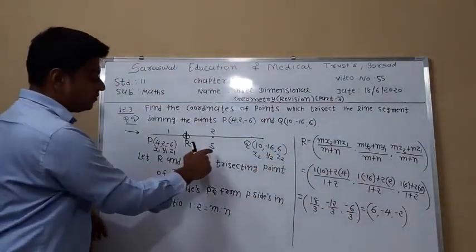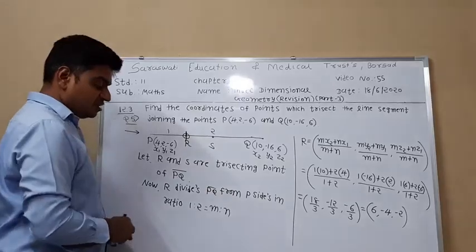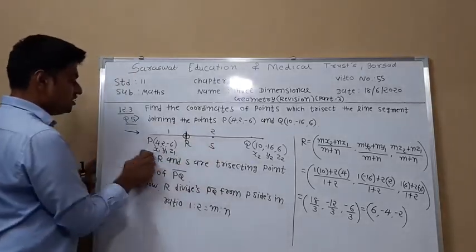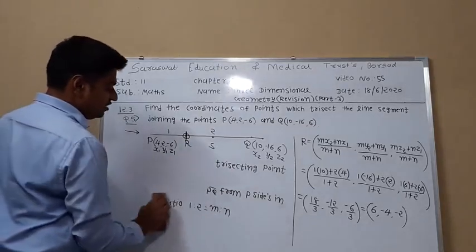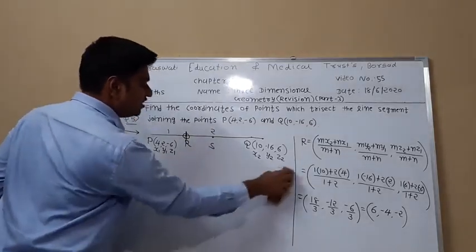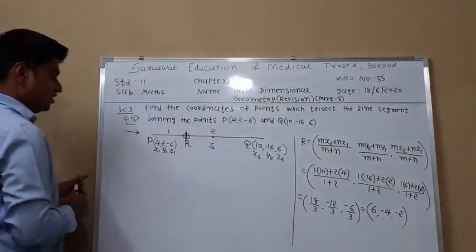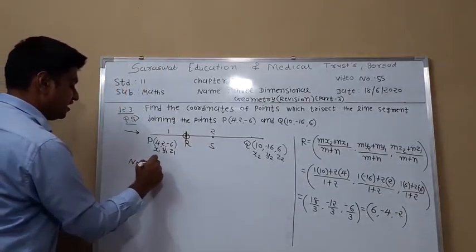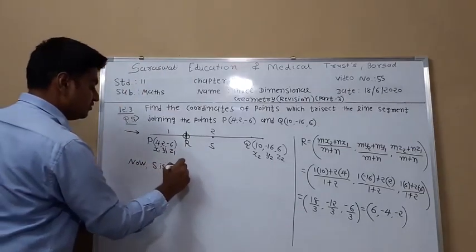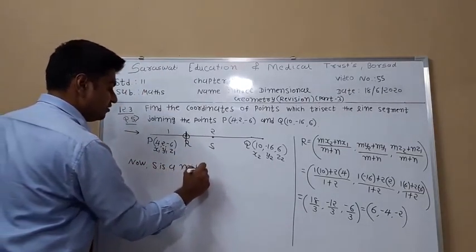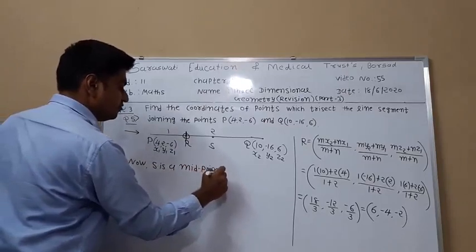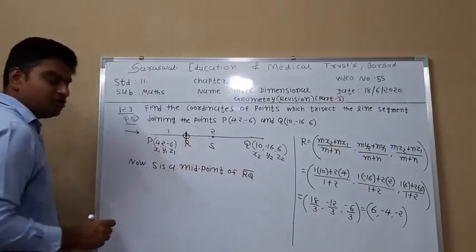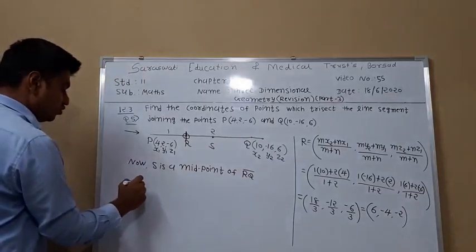Now how can we find the coordinate of S? Here S is the midpoint of RQ, so using the midpoint formula we can find the coordinate of S. So here we can write: S is the midpoint of line segment RQ.